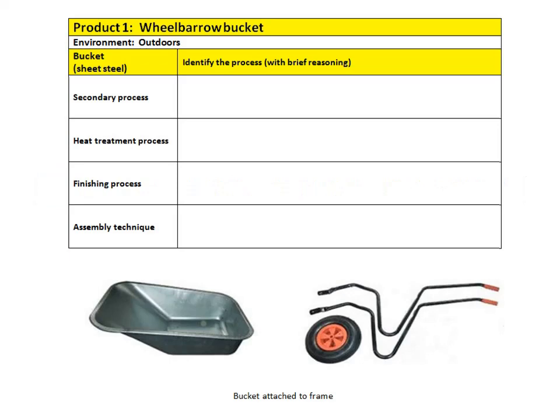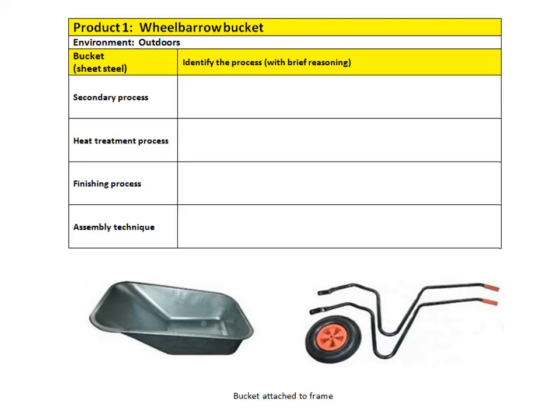Okay, so I'm going to give you a product. In this case I've chosen a wheelbarrow bucket. So we're mainly going to be looking at the question at the left hand picture. We will be using the right hand picture for the final bit, which I'll talk about in a minute. So what I'm giving you here is a product, and you can see it says up here wheelbarrow bucket, and it also gives you an environment in which it will be used. So you've got to consider this when thinking about the treatments that it will receive. So this one says outdoors, so that will sort of lead us to some processes and not others, hopefully.